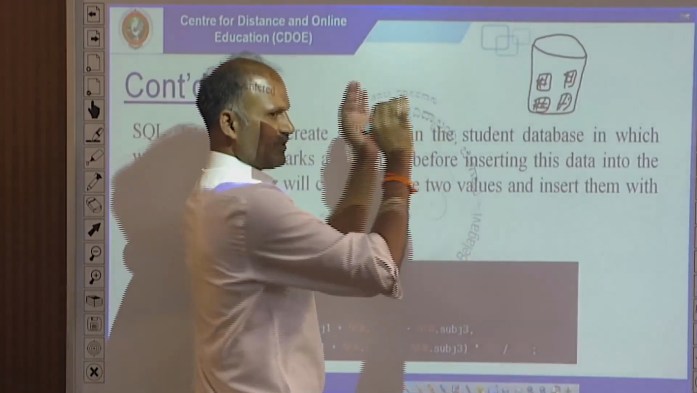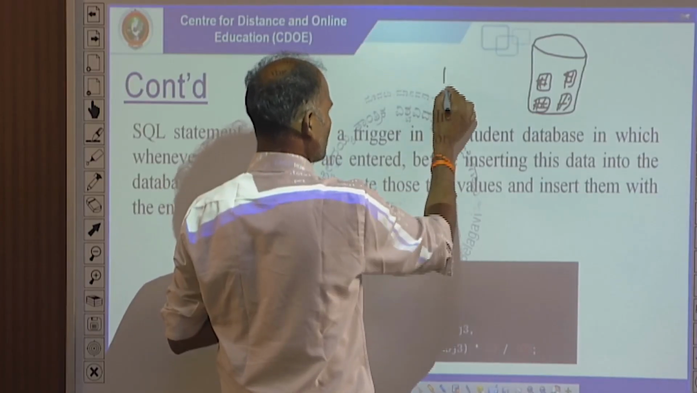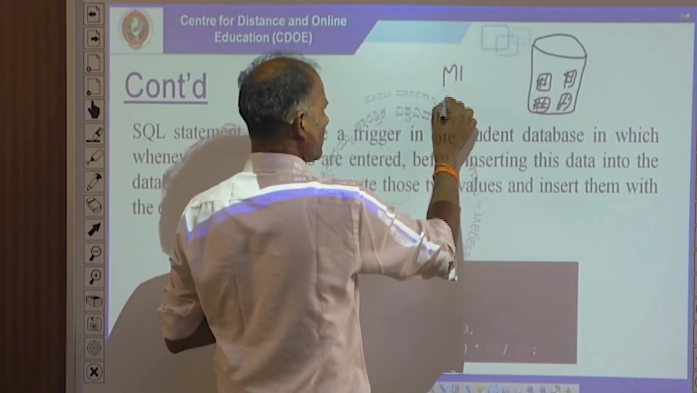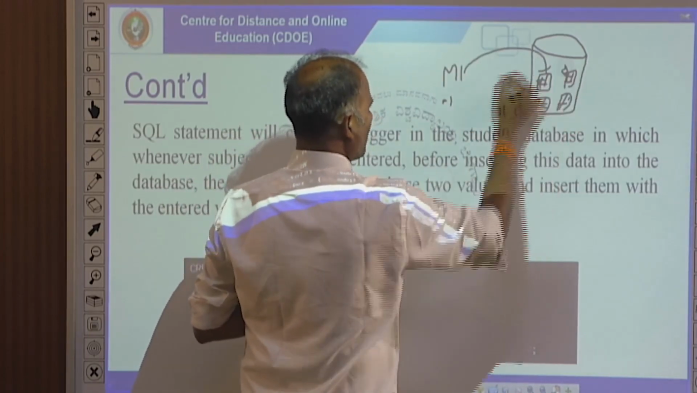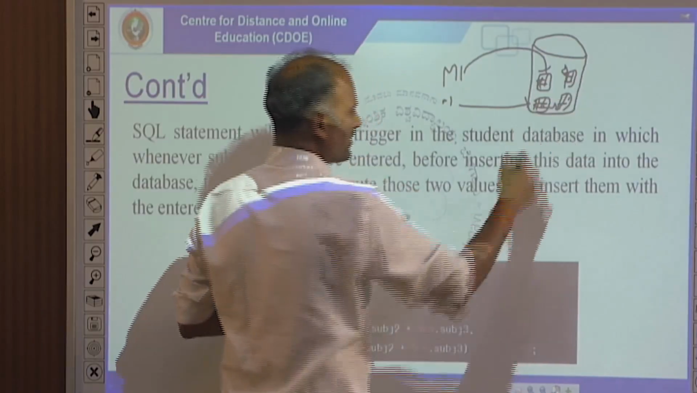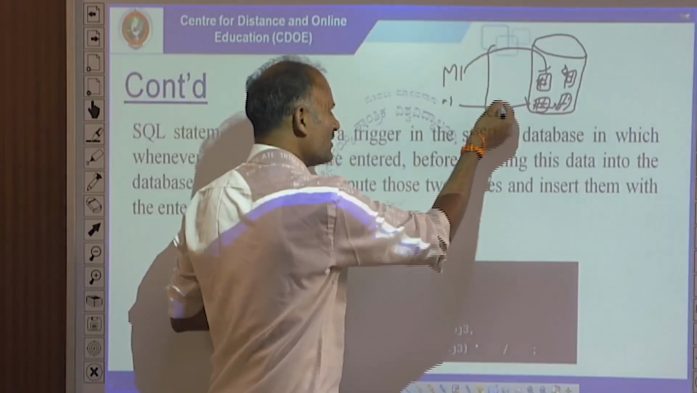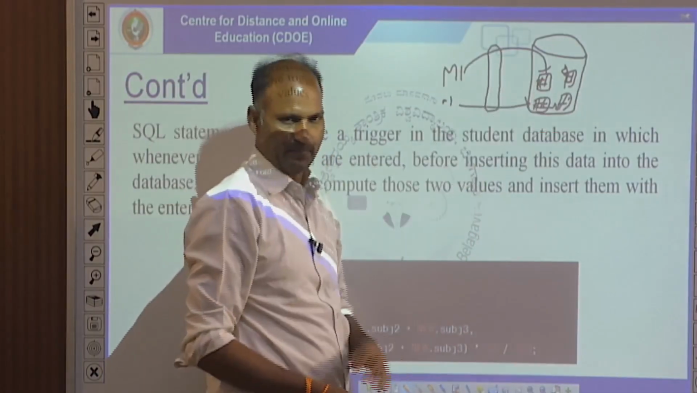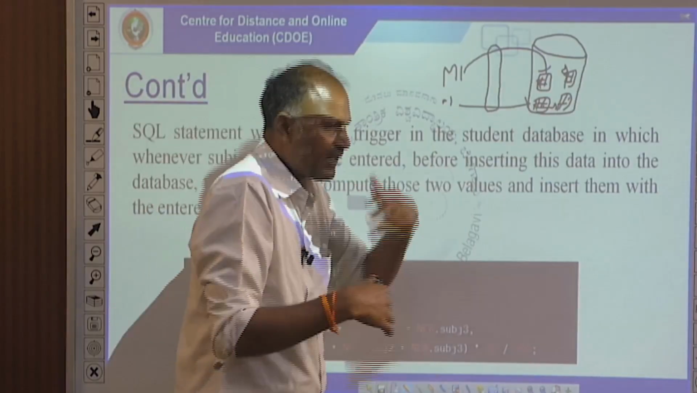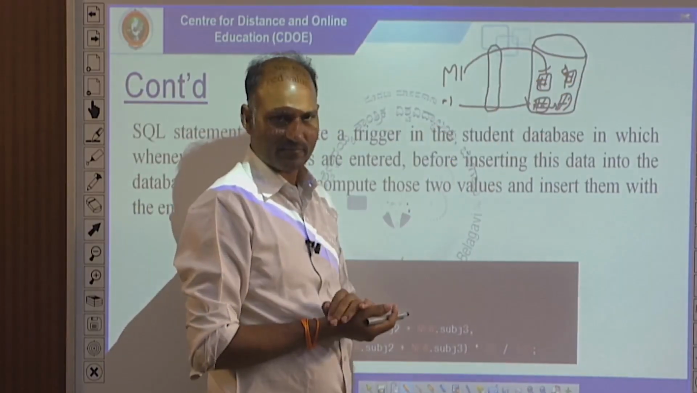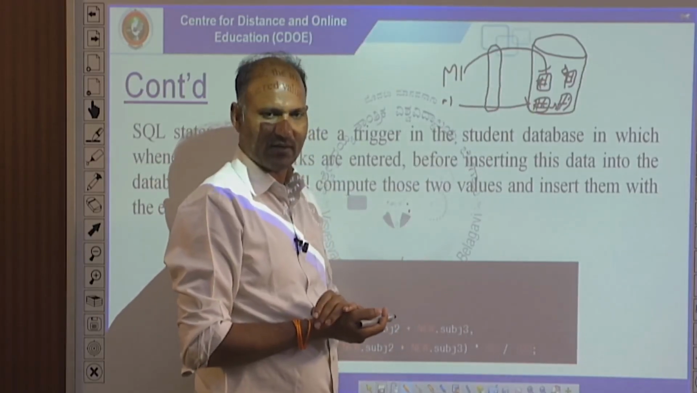Now we perform some entry of marks. Assume that I am entering some marks, marks 1, marks 2, and it goes to some table and is stored permanently. But I want to perform some operation in between. Before you store the data into the database, I perform some operation and store it along with the modified value.